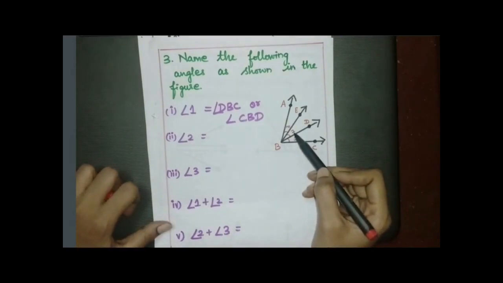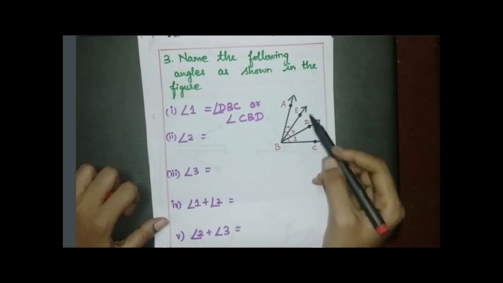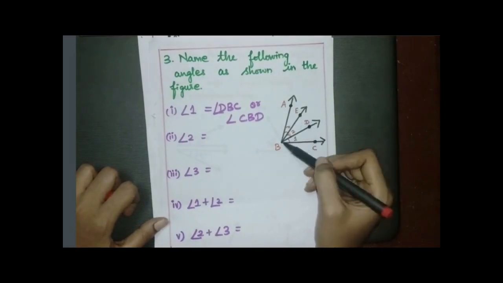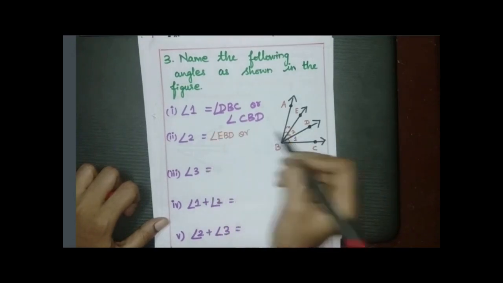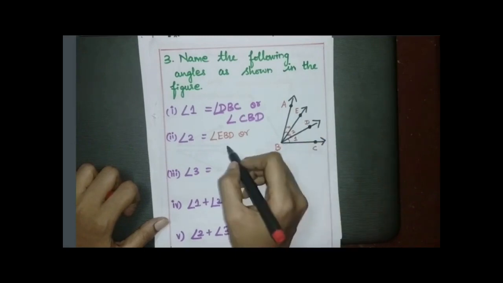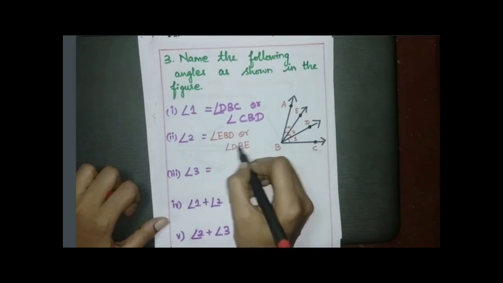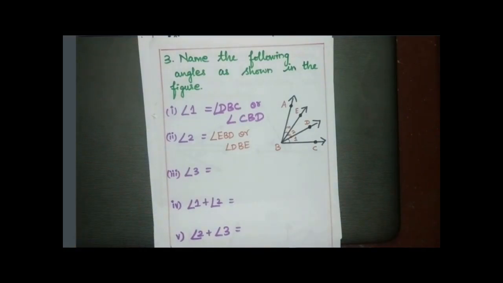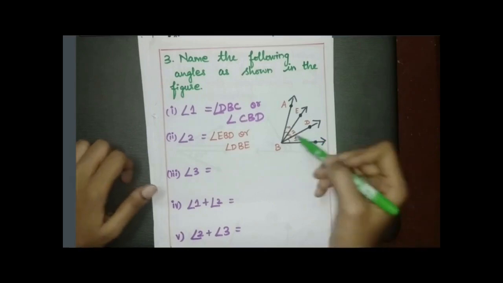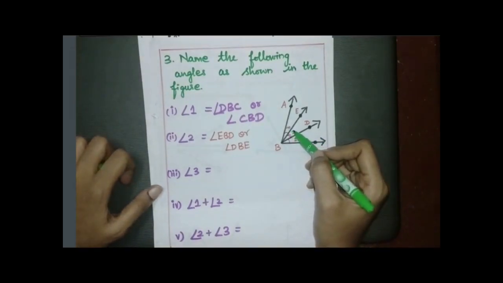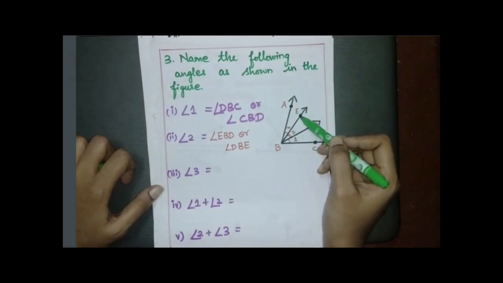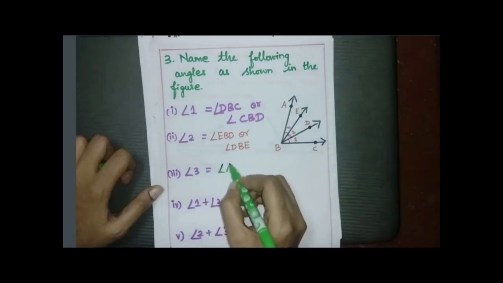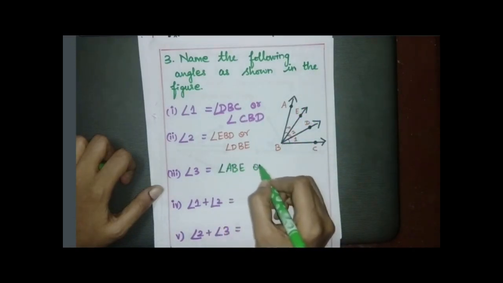Next angle is angle 2. So what is the name of this angle? Angle 2. EBD. So angle EBD or angle DBE. Next one, angle 3. Where is angle 3? Here. Angle 3 is marked here. So what is the name of the angle? Either angle ABE or EBA. So I am writing ABE or EBA.